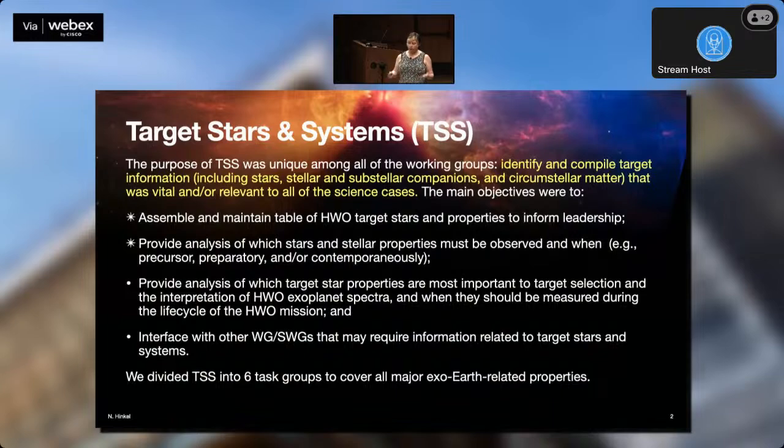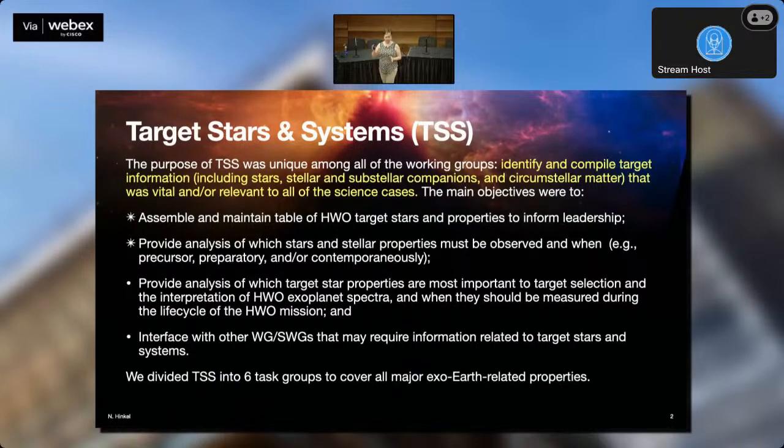So the Target Stars and Systems Working Group, or TSS, was tasked with a much different goal compared to most of the other working groups. So we weren't actually here to set up and think about really cool science cases. If anything, we were trying to get information from all of you, from all the different working groups, from all the scientists, even from the public, to try to really understand the different stars and properties that are important to measure from HWO. So I've broken down here our various objectives, but the real crux was that we wanted to identify and compile target information, which includes stars, stellar and substellar companions, as well as circumstellar material that was vital or relevant to all science cases.